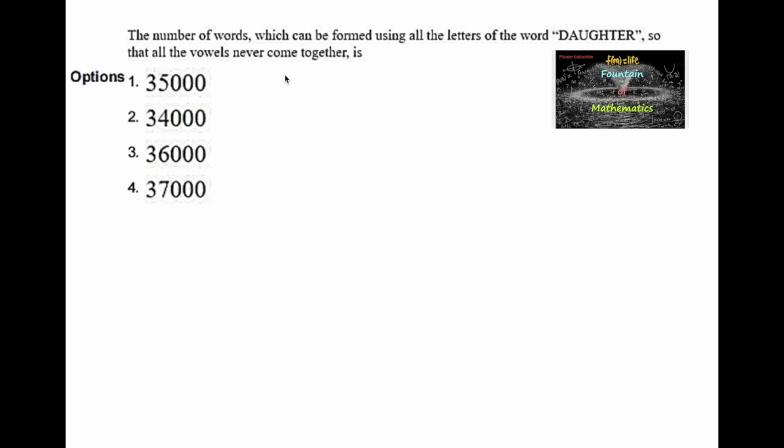The number of words which can be formed using all the letters of the word daughter, so that all the vowels never come together. So in the word daughter, we can see that the vowels are A, E, U. So there are 3 vowels, and the condition is that these 3 vowels never come together.